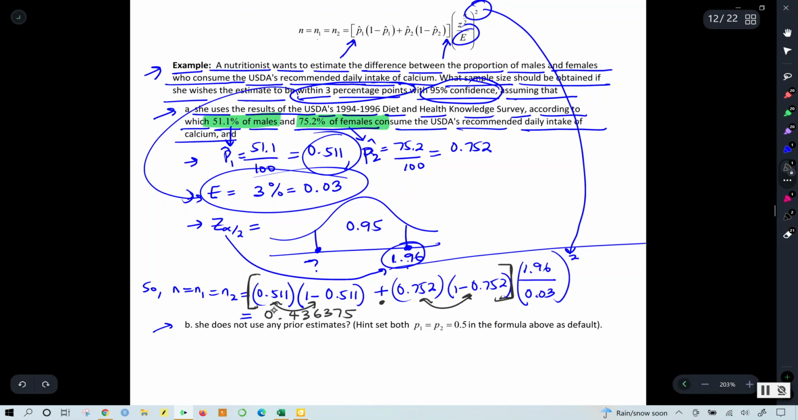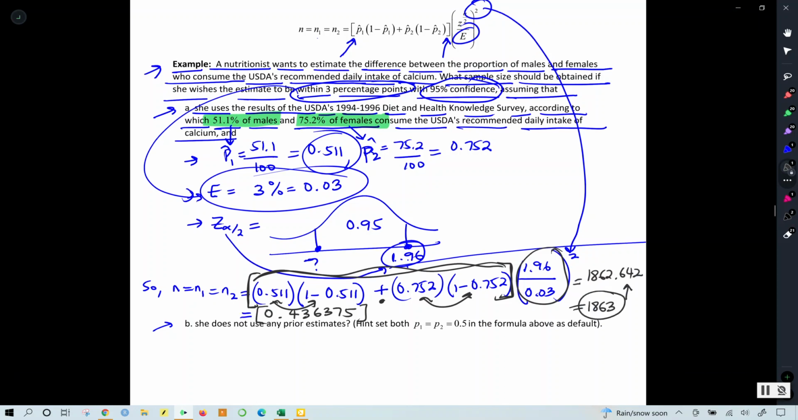When I did that, I got 0.436375. So I'm going to multiply this answer by 1.96 divided by 0.03, squared. I'll get the answer for that, square it, then multiply it by this. When you multiply all of these calculations, you should get 1862.642. Please note, always round up. So this rounds up to 1863 subjects or people.